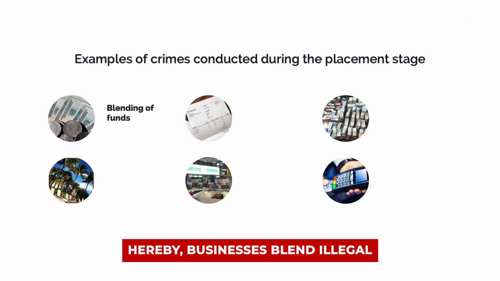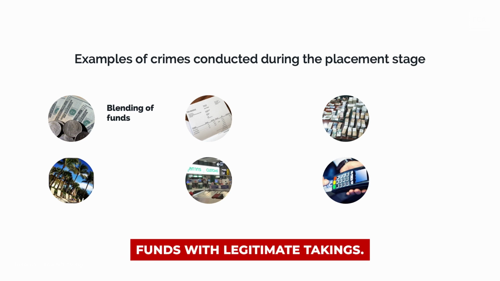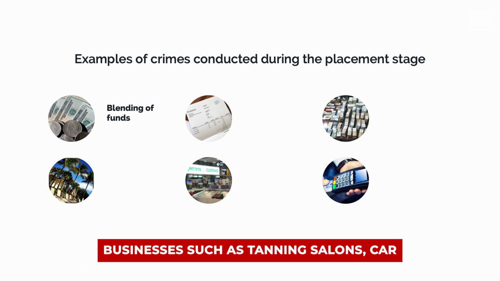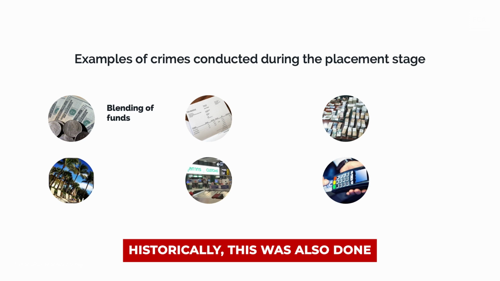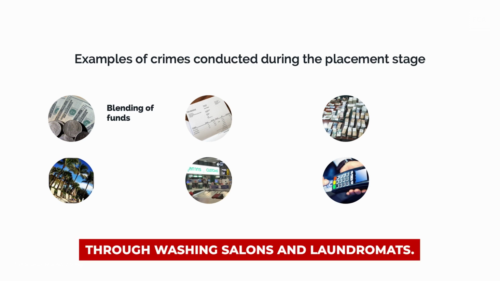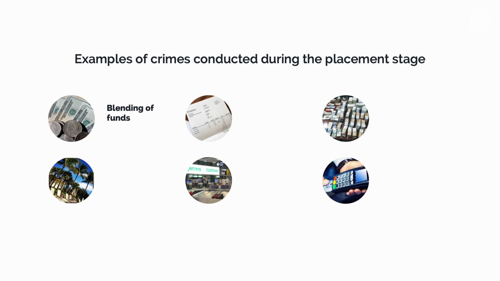Hereby, businesses blend illegal funds with legitimate takings. This is typically done through cash businesses such as tanning salons, car washes, casinos, and strip clubs, as they have little or no variable costs. Historically, this was also done through washing salons and laundromats.